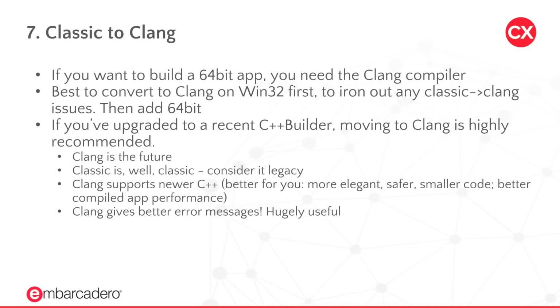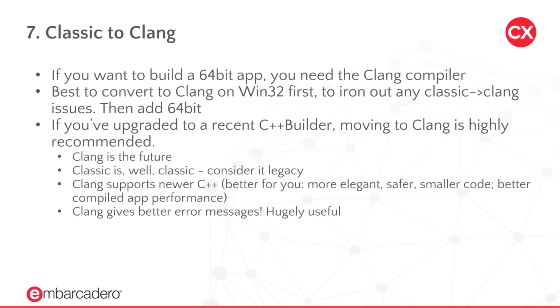One thing I would suggest is that regardless of your reasons for doing this, whether you're aiming at Win64 or whether you're just wanting to convert anyway, the best thing to do is to convert to Clang on Win32 first. And the reason for this is that you iron out any classic to Clang issues. Then you add 64-bit. Migrating between 32 and 64-bit is its own step. So convert to Clang first, and then add 64-bit.